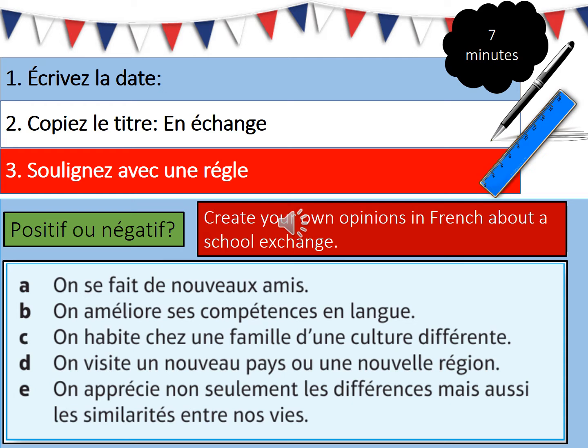So with those 5 opinions, I want you to first of all write down the letter, so A, B, C, D, E, and whether you think they're positive or negative. I will then want you to think about the meanings of them, and then if you have time within the allotted 7 minutes, I want you to think of your own opinions in French about what you would think about a school exchange. So pause this video, set your time to 7 minutes, and off you go.